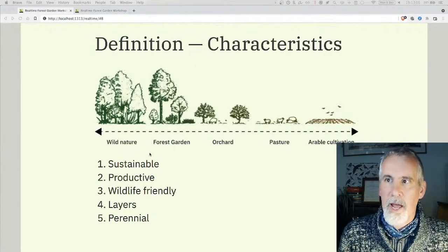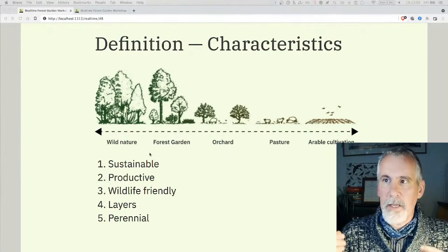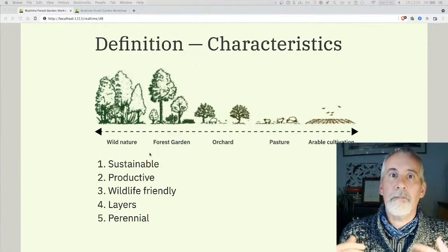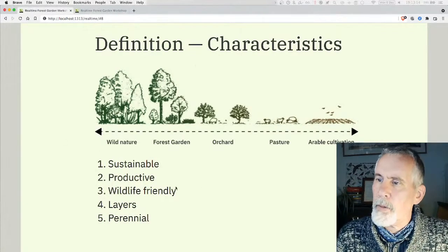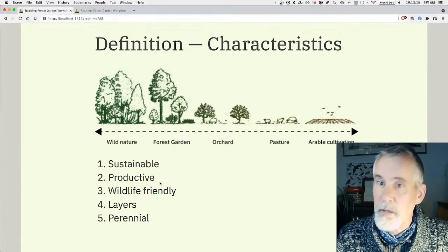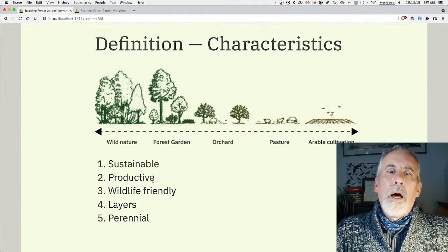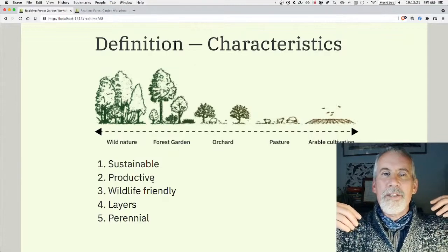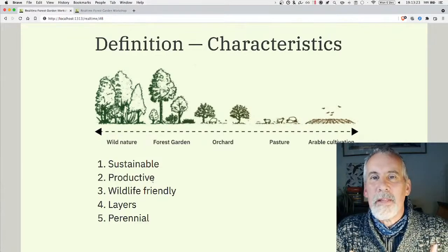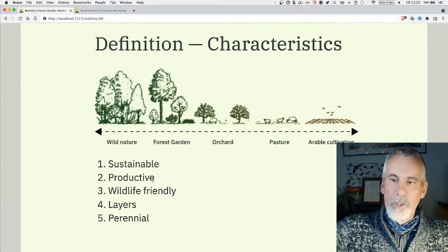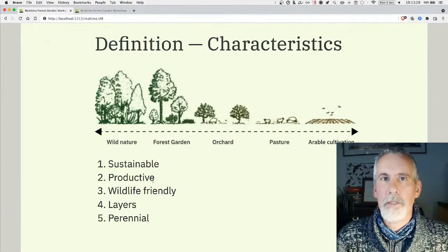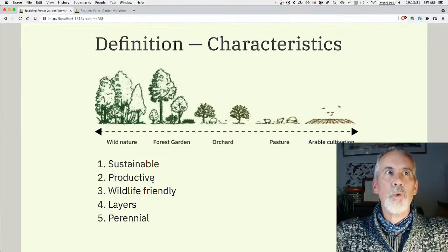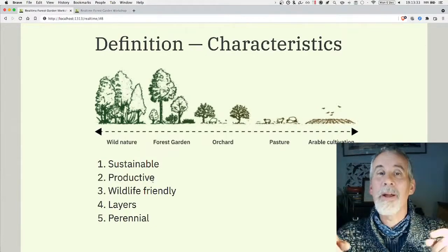On a small scale, a forest garden can be productive, but it can also be far less input as well. So I'm just going to very quickly go through the different parts of it. It's sustainable, because you aren't importing anything into a forest garden. It provides its own nutrients and its own pest control. So it's like a closed loop, a closed system.